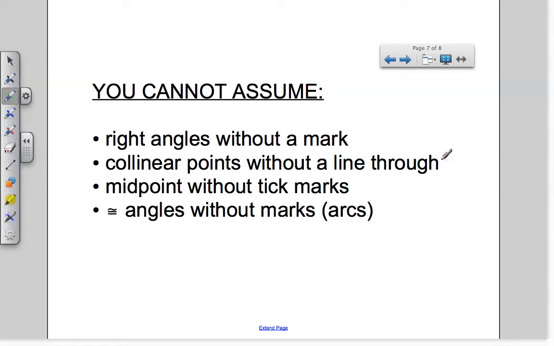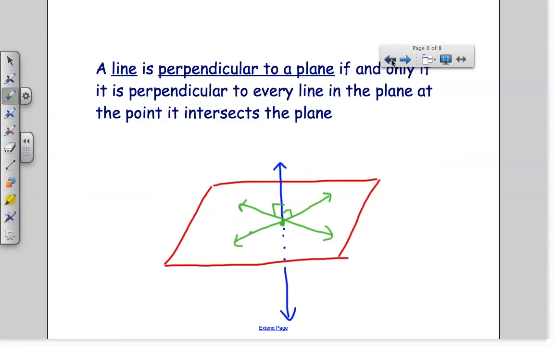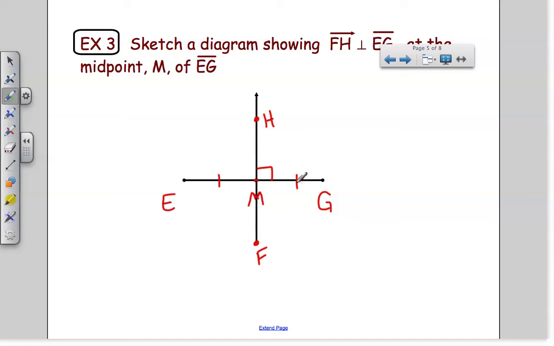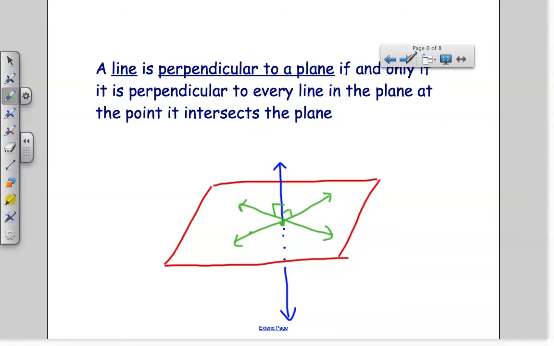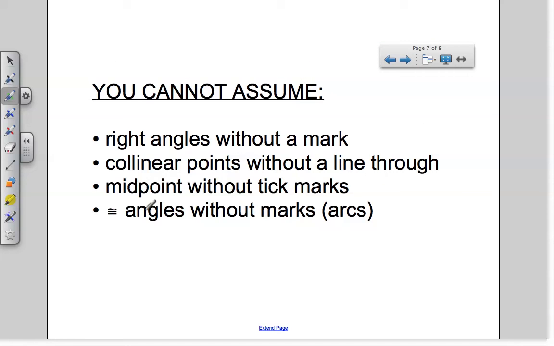Don't ever assume that a point that looks like it's in the middle is the middle unless you see tick marks. On the example that we had to sketch, to make this the midpoint, I had to know that I had tick marks here. It's only the midpoint if it divides the segment into two congruent segments, and segment EM was congruent to MG. So make sure you have tick marks before you assume that you have a midpoint. And another thing, don't assume that angles are congruent unless you actually see the marks, like the arcs in the angles, then you can say they're congruent.